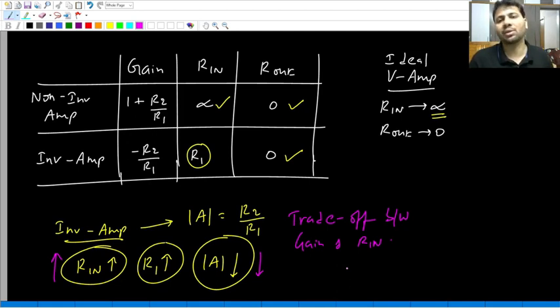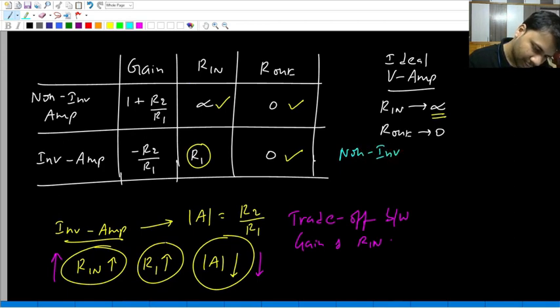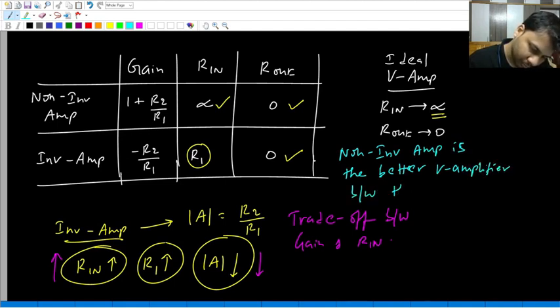Now, the final conclusion is what? Between the non-inverting and the inverting amplifiers, which is the better voltage amplifier? Clearly, it is the non-inverting amplifier, because there is no trade-off. So between the two, the non-inverting amplifier is the better voltage amplifier. So between non-inverting and inverting amplifiers, which is the better voltage amplifier? It is the non-inverting voltage amplifier.